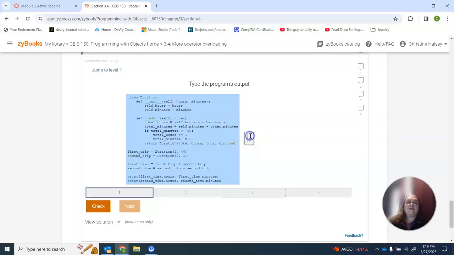So 6 and 1 is 7. No carry there, we're all good. But 4 and 3 is 7, and we can't have 77 minutes, right? It only goes up to 60, so once it goes past 60, if it goes to 70, I've gone up 10 minutes. So I've got to remember that carry of 1.